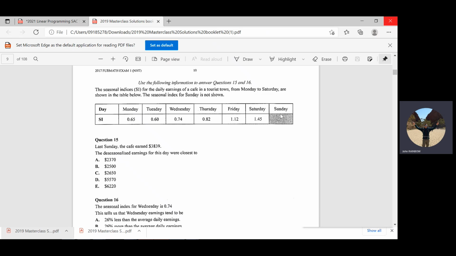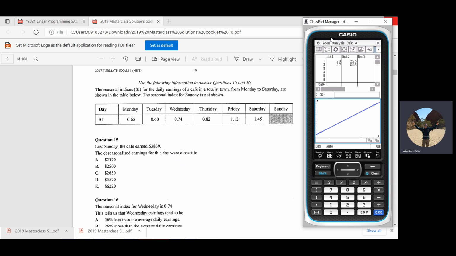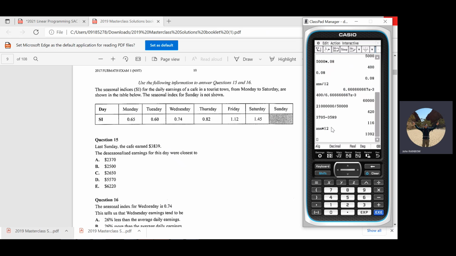Thinking about Sunday, would I expect it to be a higher value or a lower value? Would it be greater than 1 or less than 1? Just generally thinking about this scenario, what would you guys expect it to be? Greater, because why? It's a cafe, right? When's a cafe going to be probably the busiest? On the weekend, so I'd expect it to be high.